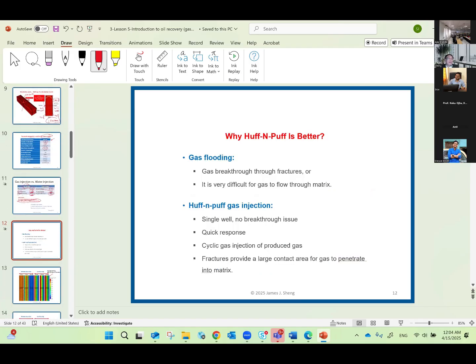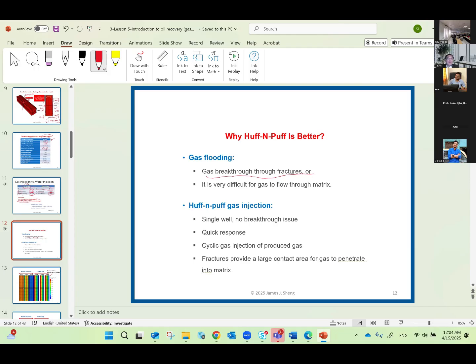And why? So next, I'm going to explain why Huff-n-Puff is better. First, gas flooding. Gas breaks through fractures. So if you have two wells, and between the two wells you have fractures, then whatever gas is injected from one well will easily break through to the other well. Once gas breaks through, almost all gas will bypass oil, then oil recovery will be very low. Okay, so that's the first thing.